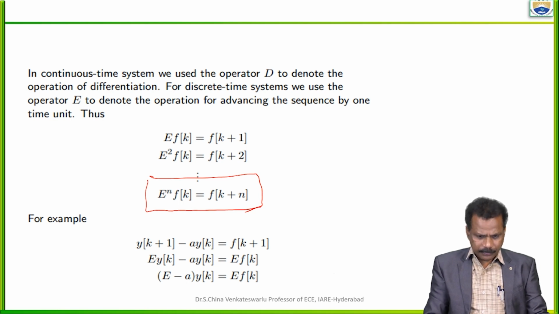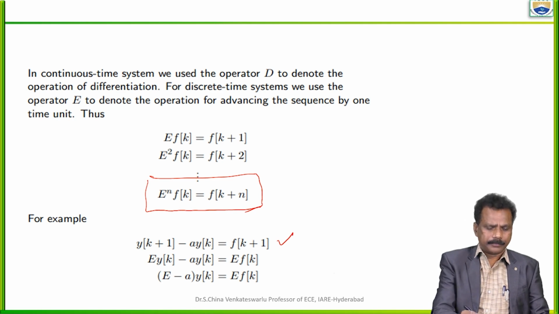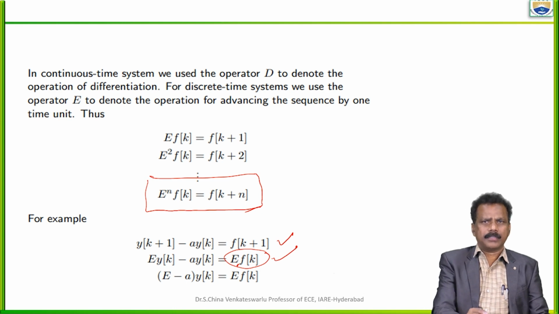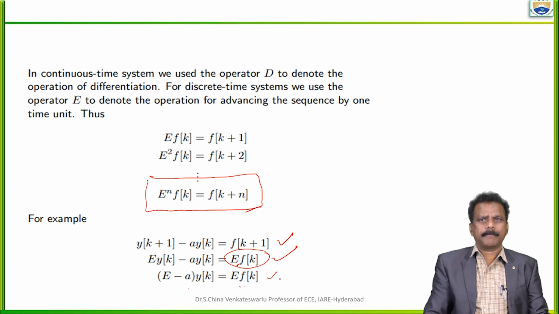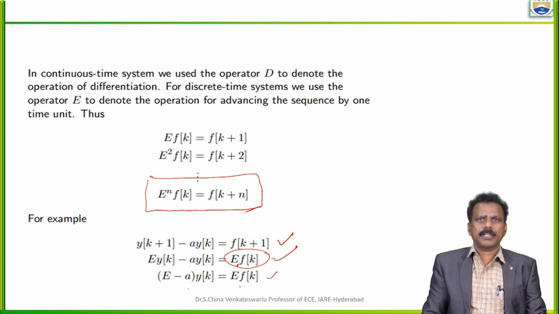Let us use that in a simple example: y of k plus 1 minus a into y of k is equal to f of k plus 1. Like E into y of k minus a y of k is equal to E into f of k. Here, in this case, E minus a into y of k is equal to E into f of k. Like this, we have to use this for the continuous time signal, and based on that, we require the system.